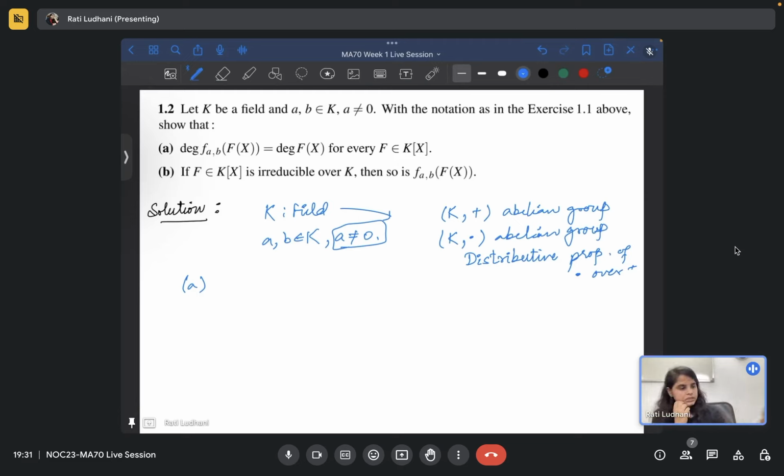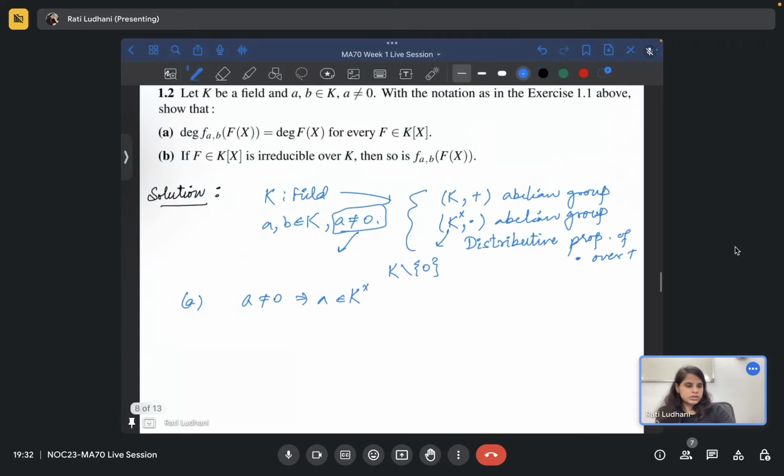So what does this mean? K dot is an abelian group. I should write K star. K star means I have removed 0 because 0 does not have an inverse in multiplication. So you remove that 0, and then K star dot should be an abelian group. Can you tell me what it means that a is not equal to 0? This implies a belongs to K star.